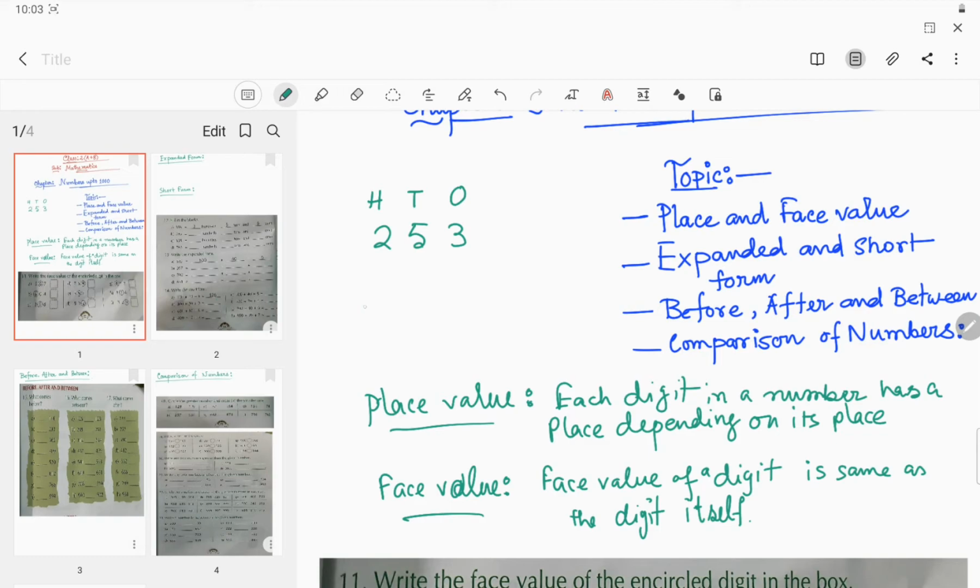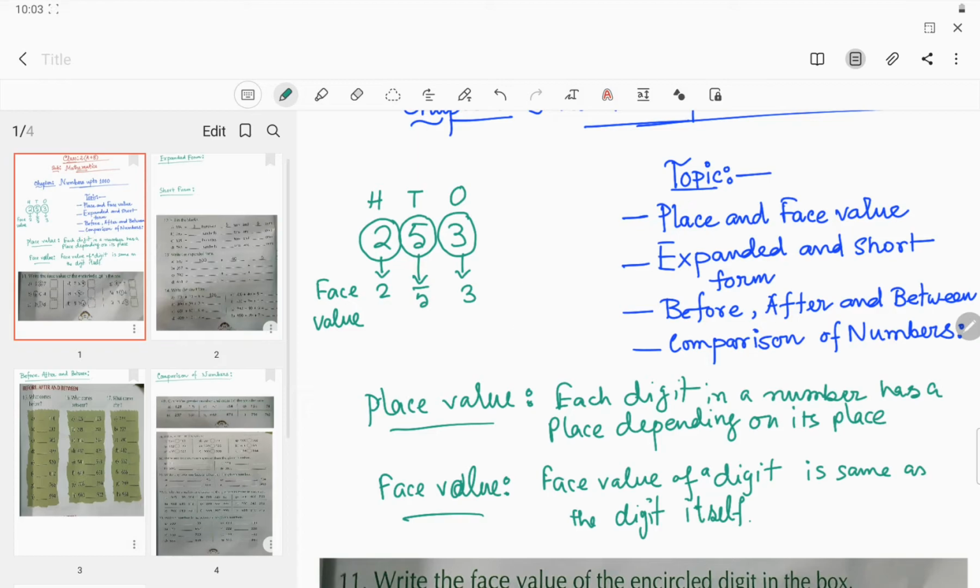Now if I ask what is the face value of 3, face value, so the digit itself. The answer will be 3 only. If I ask you what is the face value of 5, it will be 5 itself. If I ask you what is the face value of 2, similarly it would be 2. Okay, so they are face values.